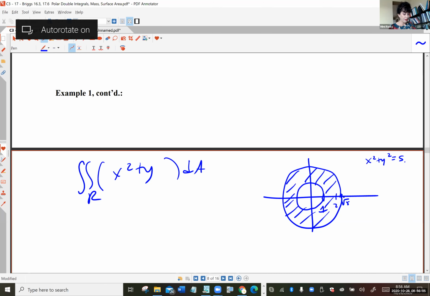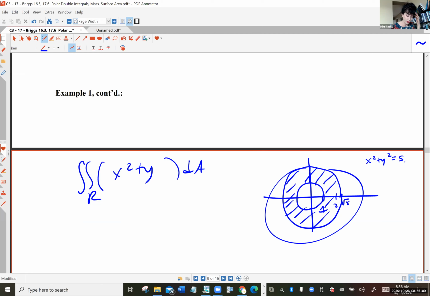Okay, now what? Well, you don't even want to see how the limits are going to be for this thing. You'd have to chop it up into 4 pieces. You'd have to have like quadrant 1, 2, 3, 4, if you were going to do this in rectangular, and then you would end up, of course, with trig sub, and you don't want to go there. So better we convert to polar right away.